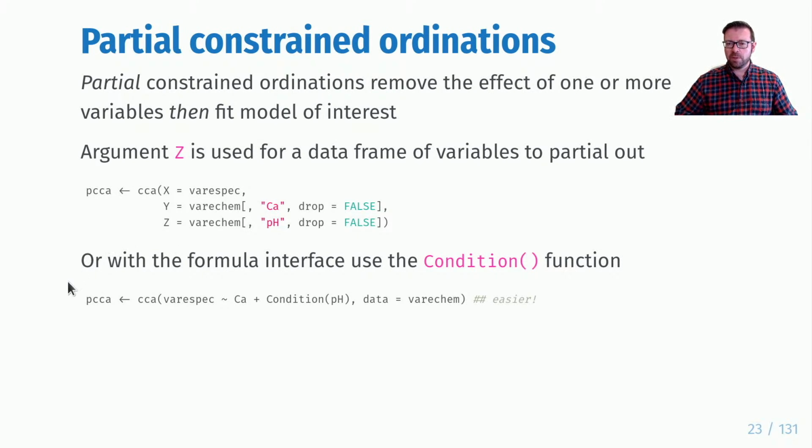And if we're using the formula interface, and this is the one I would really recommend, then we use Condition. There's a function that you can put into the formula called Condition, with a capital C, and in there you put the name of any variables that you want. So you could have Condition(pH + potassium + something else). If you want more variables partialled out, just add them with pluses as you would normally do. And obviously you can have multiple variables for the actual constraints. But pH is the thing that would be removed, and then we'd fit a model for calcium. And so these two models are equivalent, except for the details of the formulas.